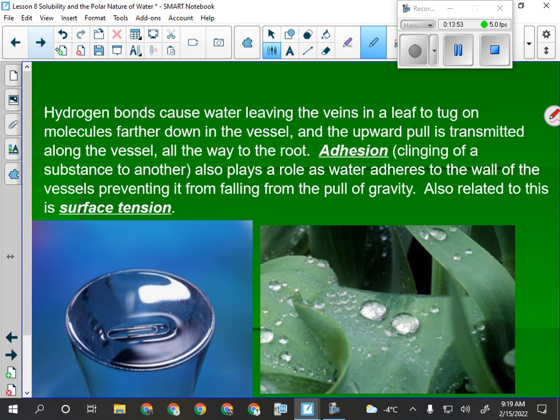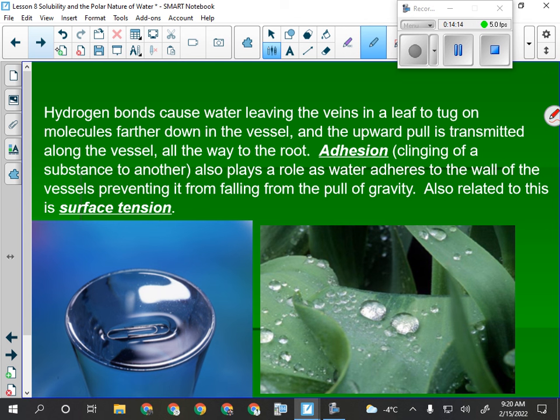If hydrogen bonds happen between water and something else, another polar molecule, then we call it adhesion. And that's where you would see water sticking to the side of a glass, or to the leaf of a plant, or to the surface of a freshly waxed vehicle.